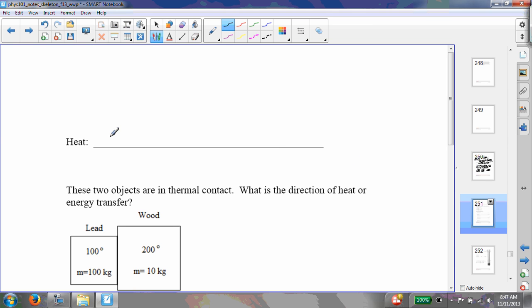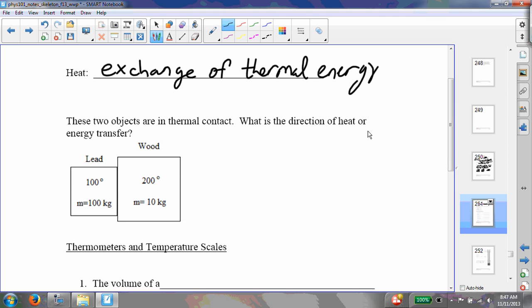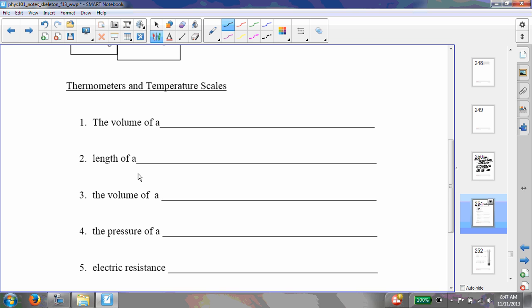Now, when we talk about heat, heat is the exchange of thermal energy. So for example, these two objects are in thermal contact. What would be the direction of the heat or energy transfer? Well, the energy transfer is going to occur from the hot object to the cooler object. So we would have heat or energy transfer that would go from the wood to the lead, the wood having a much higher temperature.